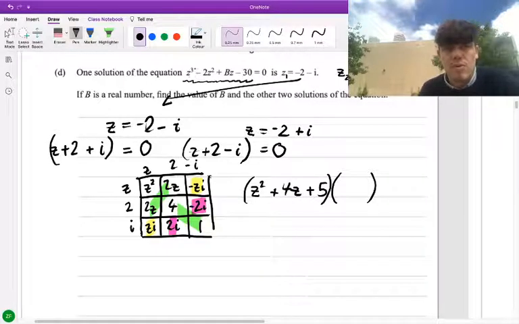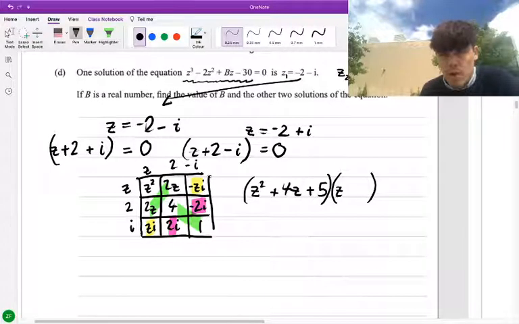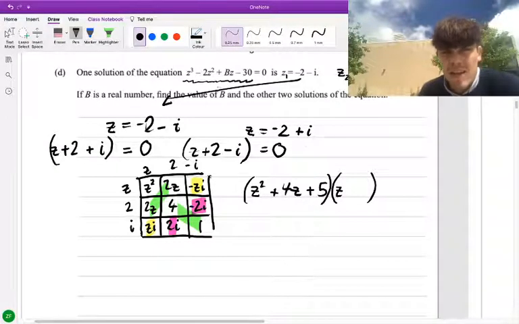So see how I've got z cubed here? z squared is going to have to be multiplied by a z in order to get that z cubed. If that was 2z cubed, then I would know that this would be 2z. But in this instance, I know that that's going to get me my z cubed easily.